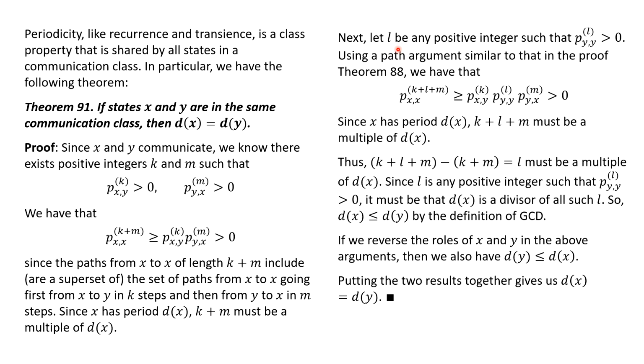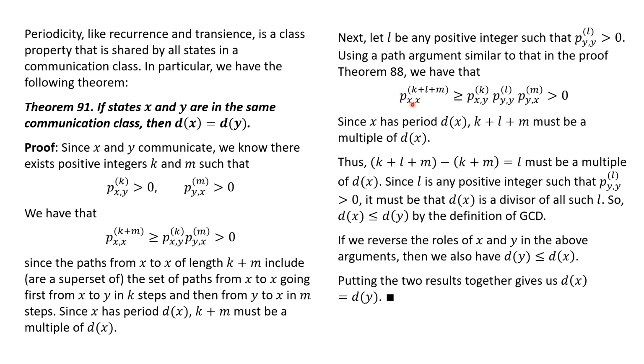Next, let L be any positive integer such that the probability of starting from y and returning to y in L steps is greater than 0. And we know that such an L exists because we can go from y to x and then x back to y. Basically, this argument here was using y instead of x. Using a path argument similar to what we had in Theorem 88 as well as here, we have this.